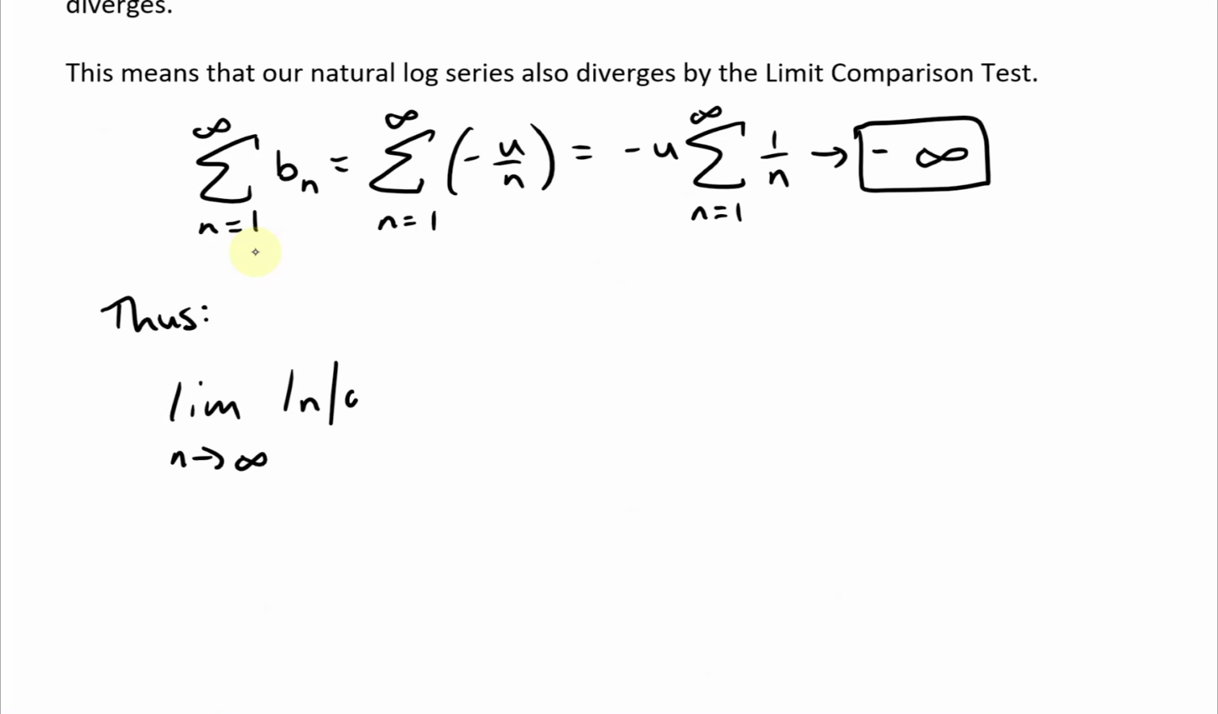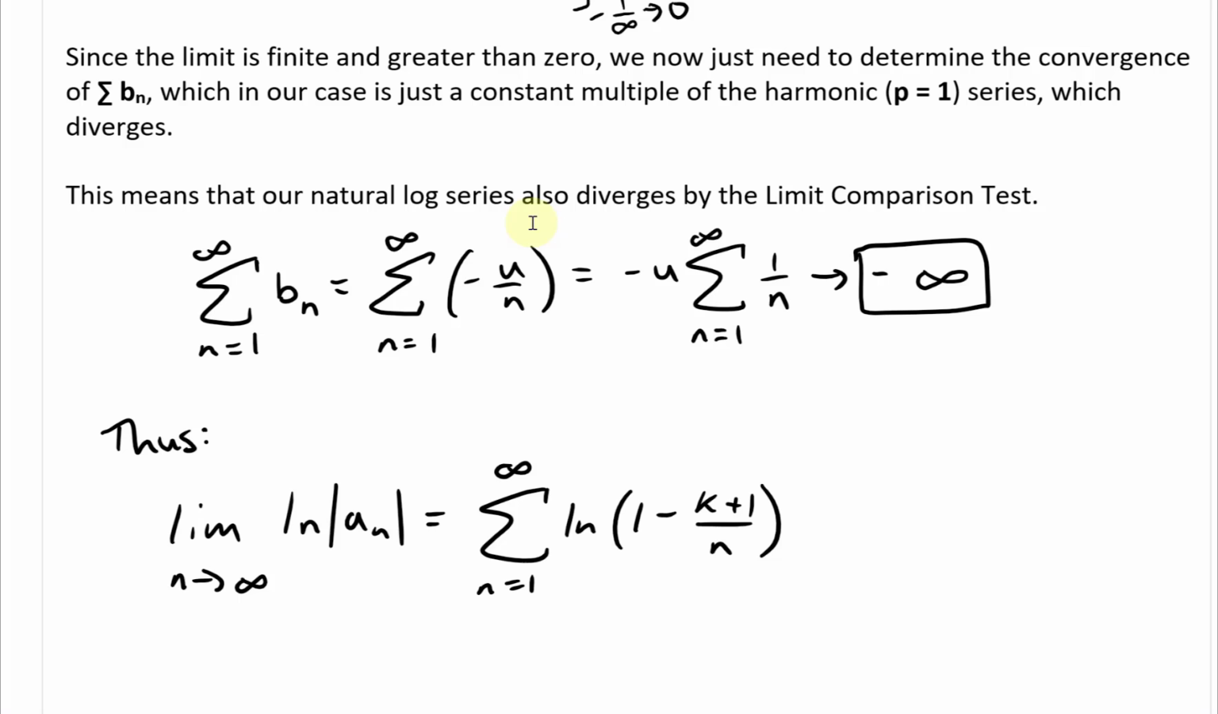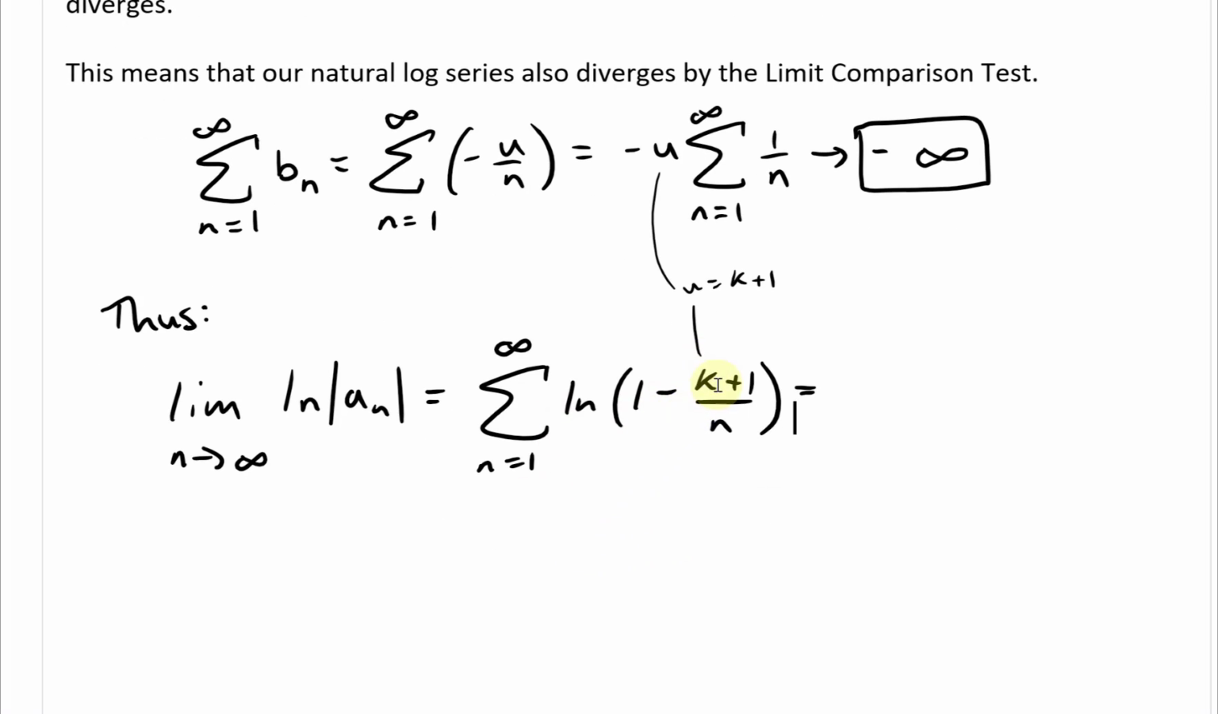Going back here, ln of the absolute value of a_n equals the infinite series, from n equals 1 to infinity, of ln of 1 minus k plus 1 over n, where u, remember, is equal to k plus 1, as we defined it. Now this diverges, but remember, all these are negative. Every single one of these terms is the ln of something, because this k plus 1 divided by n is always less than 1.